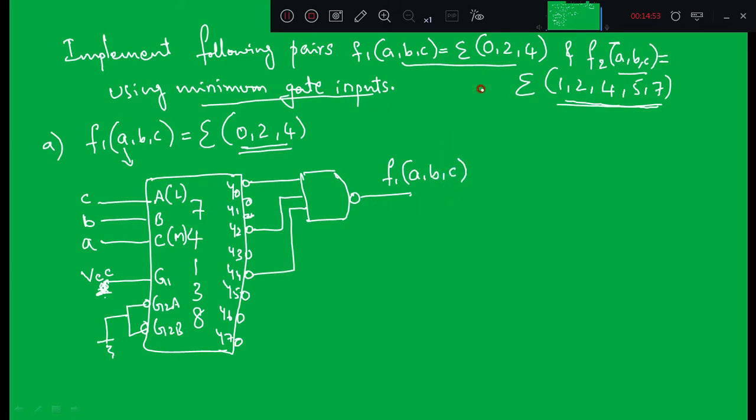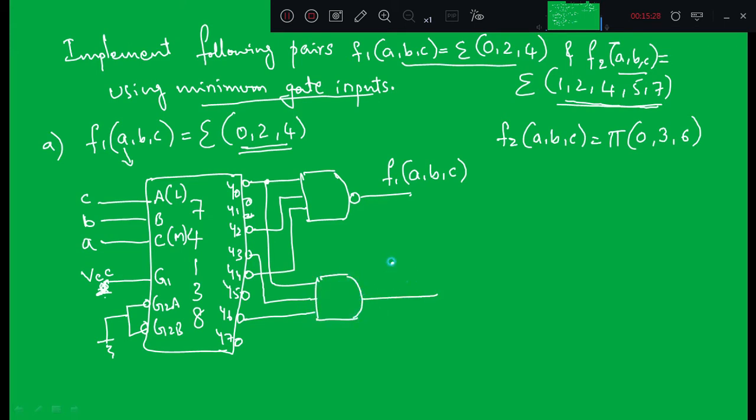Similarly, to implement the second function, which has 5 minterms, if I want to use fewer input gates, this summation needs to be converted into maxterms, that is pi. So 0, 3, 6 are the maxterms. So pick Y0, Y3 and Y6, and they need to be connected to an AND gate. So this is the output function, which is f2 of ABC.